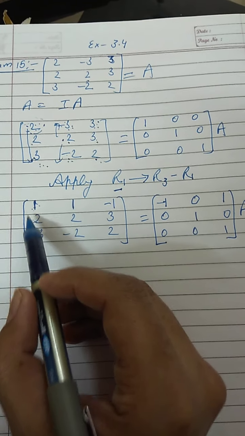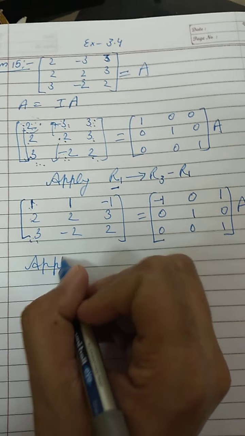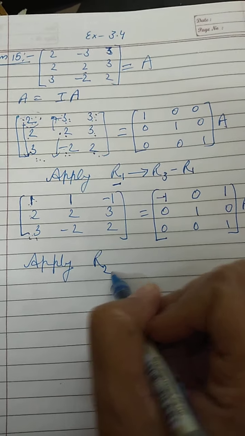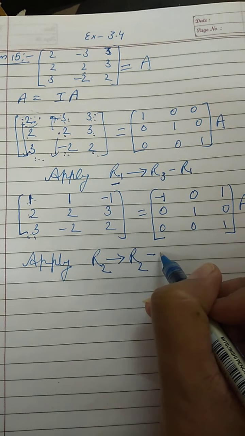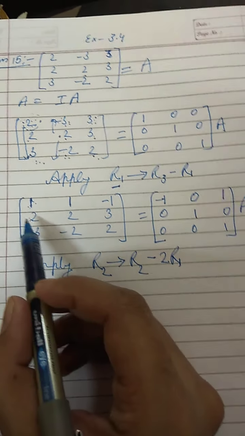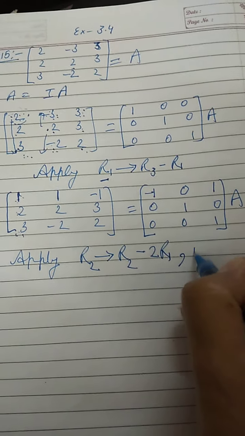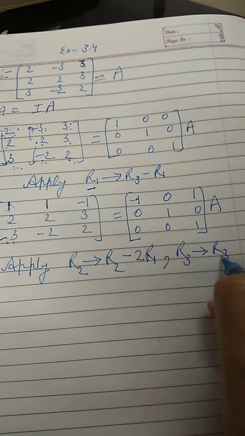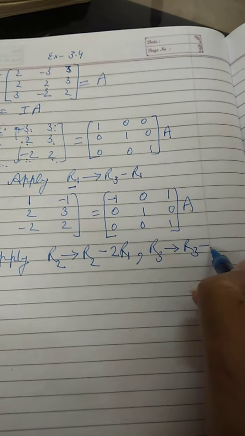Since one row we are using to make the changes in two rows, these two operations we can combine as well. How will we do it? We will write down apply. First of all, the change will be in R2. What is the change? R2 minus 2 times R1. So 2 minus 2 times 1 will make it 0. And what is the next operation? The next operation is in the third row. And what is the operation? In the third row, this 3 minus 3 times 1. So it will become R3 minus 3 times R1.